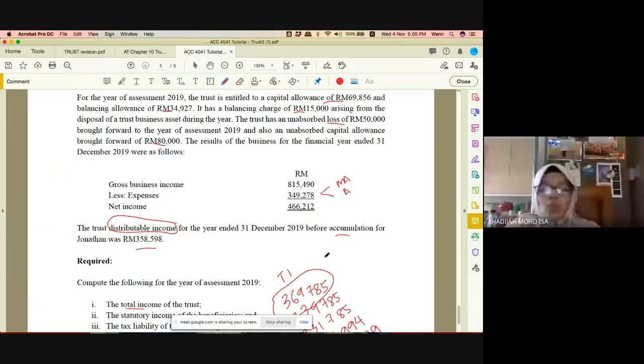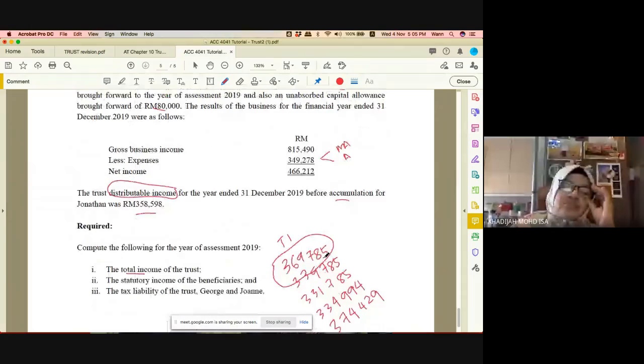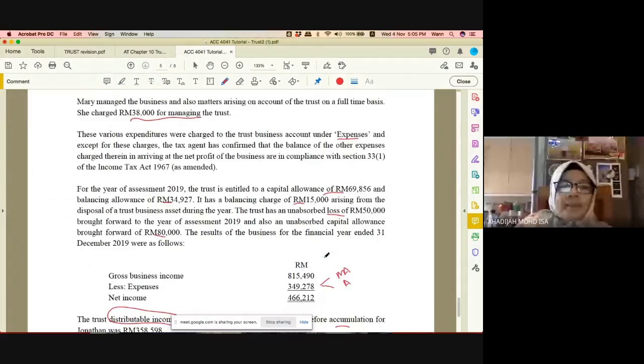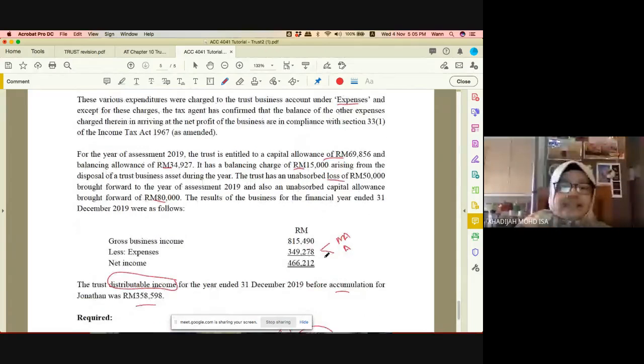Why do we give the amount? Because we don't want students to have difficulty computing distributable income. That information is very important to decide on the statutory income of the beneficiary. Okay, so now what happened? How are you going to do this?